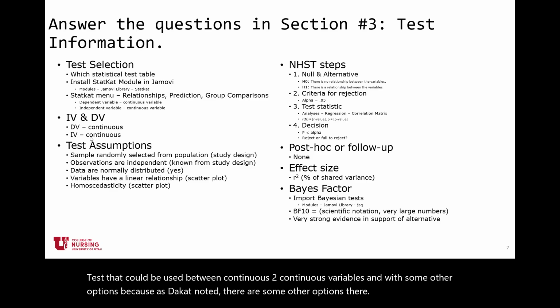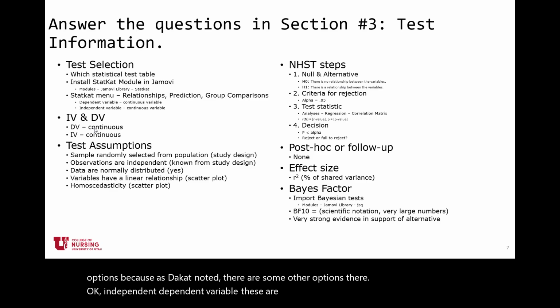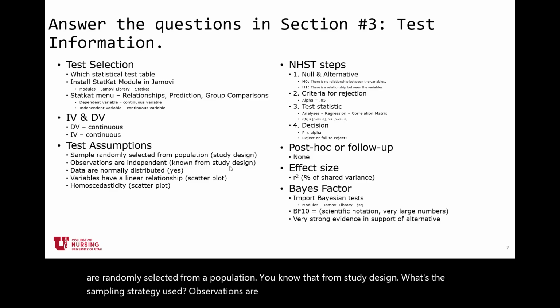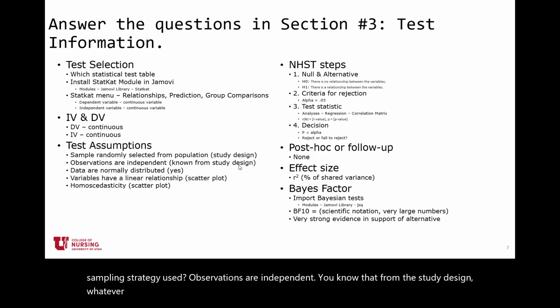Okay, independent and dependent variable. These are both continuous. Test assumptions: samples are randomly selected from a population. You know that from study design. What's the sampling strategy used? Observations are independent. You know that from the study design, whatever was described.